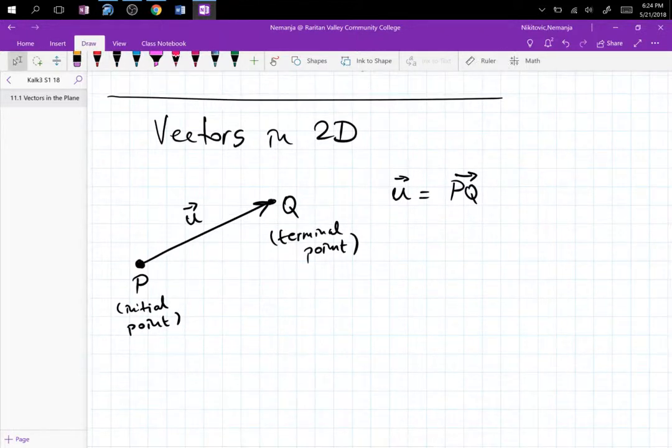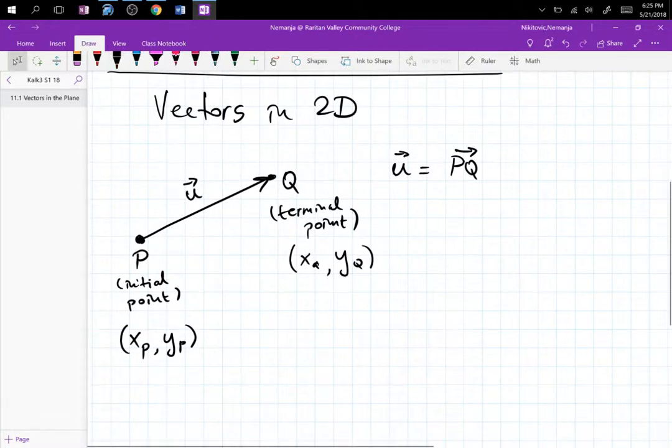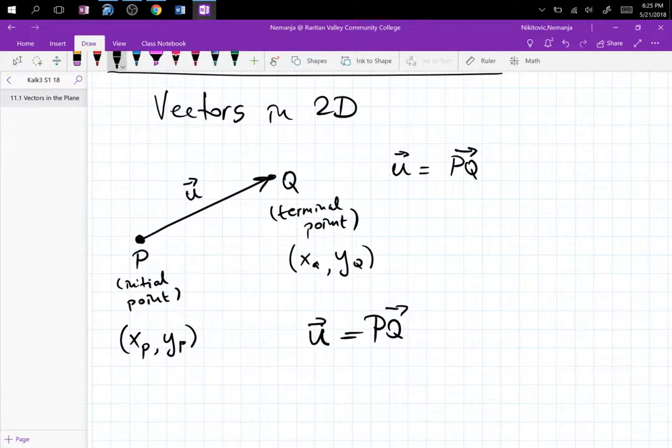Now, in 2D, initial point P will, let's say, have x_p, y_p coordinates, and terminal point Q has x_q, y_q coordinates. So now I can find the vector u, which is the vector PQ, by simply subtracting. Now, there's a lot of notation here that I'm introducing in one shot, but deal with it, right? It's x_q minus x_p, comma, y_q minus y_p.